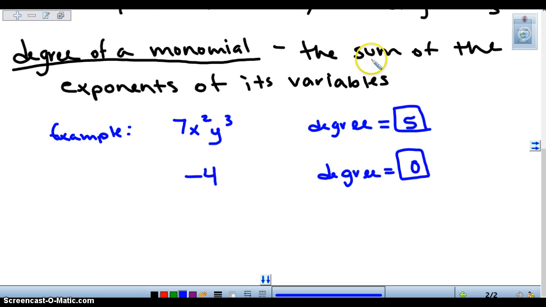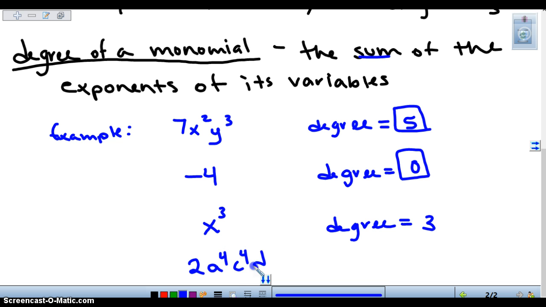The degree is the sum of the exponents of the variables of the monomial. So let's say we have x to the 3rd power. What is the degree? If we have 2a to the 4th, c to the 4th, d squared, what is the degree?